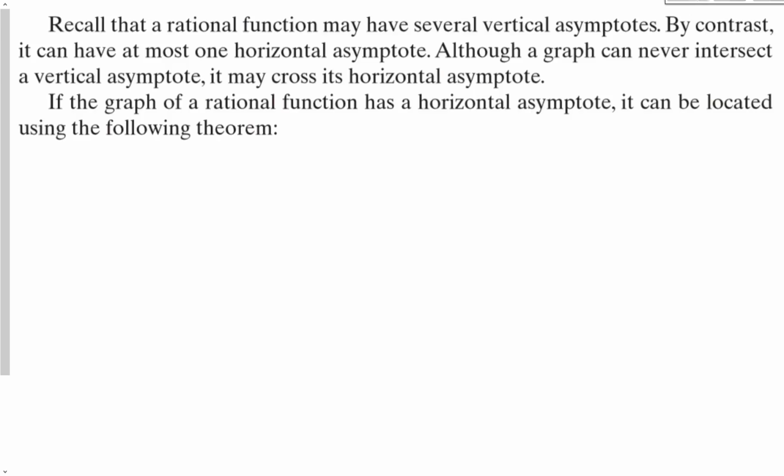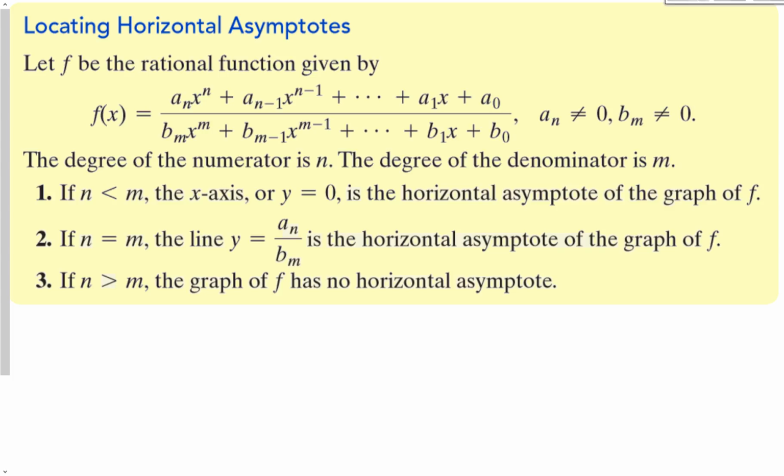Recall that a rational function may have several vertical asymptotes. By contrast, it can have at most one horizontal asymptote. And although the graph can never intersect a vertical asymptote, it may cross its horizontal asymptote. The graph of a rational function has a horizontal asymptote. You can figure it out with the following theorem.